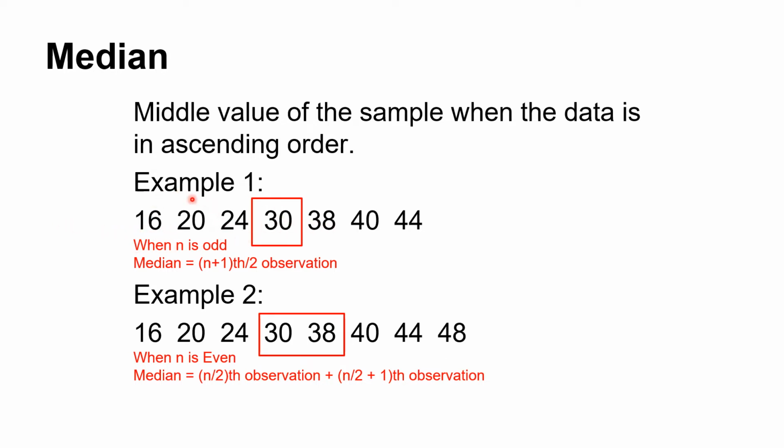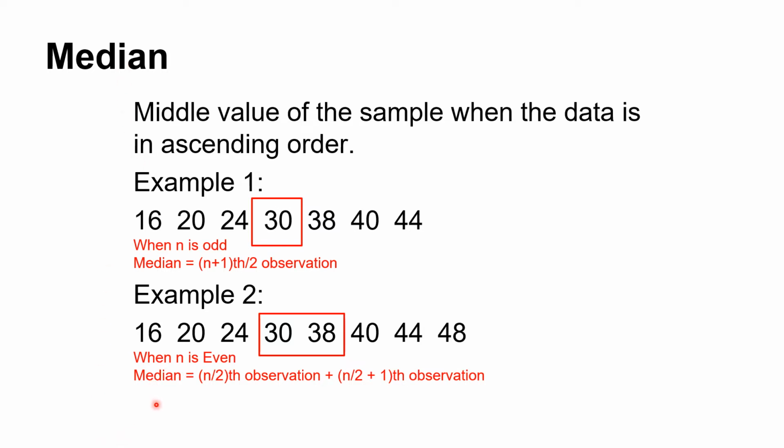So the middle number here is 30. It is very clear that the median is 30. By definition, if n is odd, the median will be the data at position n plus 1 over 2. In this case n is 7, so 7 plus 1 is 8, divided by 2 is 4. Therefore the fourth data, which is 30, is the median.